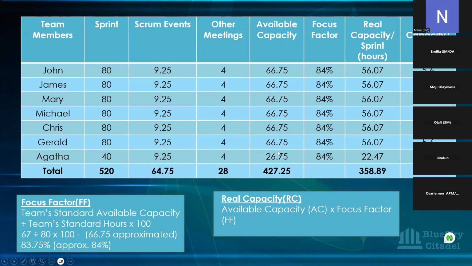Everybody will have the same available capacity apart from the borrowed resource, who will have 50%. And then the focus factor will go up to 84 because there was no bank holiday. So if you use that to multiply, this is what you will get: a total of 358.89. Let's just say 359 hours for the sprint. Per day would be 5.6, which is approximately 6 hours. So everybody will have 6 hours apart from the borrowed resource, who would have maybe 2 hours to spend with the team because she's a borrowed resource.